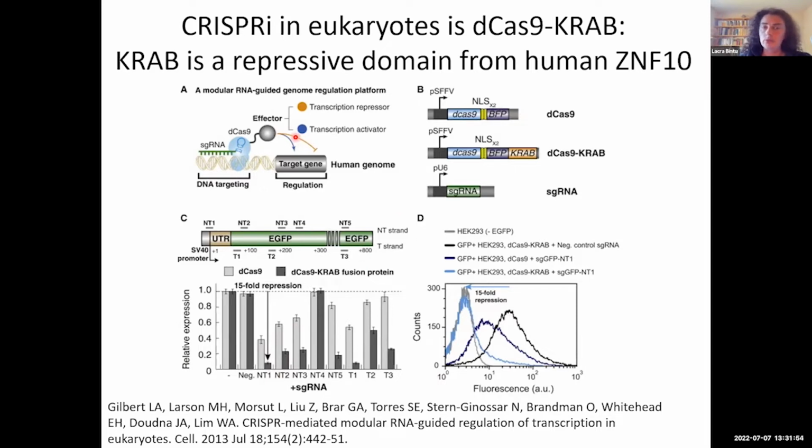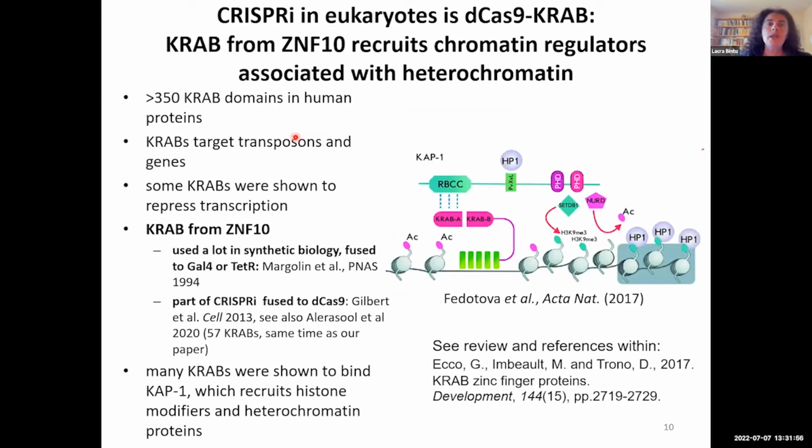So who is KRAB and what does it do? KRAB, as I said, is a repressive domain. It happens to be from a transcription factor called zinc finger 10. There are actually almost 400 KRAB domains in human proteins, and I'll come back to them. But in general, this KRAB domain from zinc finger 10 was known since the 1990s because people had discovered it and had used it in synthetic biology, fused to DNA binding domains from bacteria or yeast, such as TetR or GAL4.